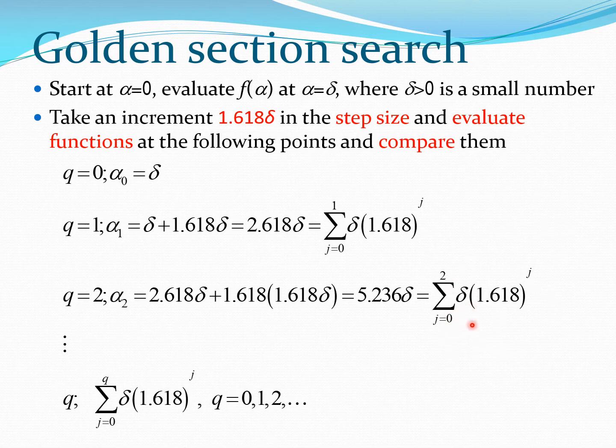So if you expand this out, you can see that, for example, let's try with this. If j is 0, you get the first term, and if j is 1, then you get the second term. And similarly, you keep going on and on. Now, the interesting part about this summation is that you can write the general term q, and the general term q would be the sum over j is 0 to q of delta 1.618 to the power j, and this general term would hold for q is 0, 1, 2, 3, 4, 5, 6 and so on.